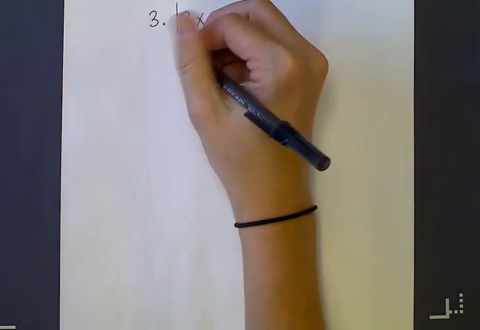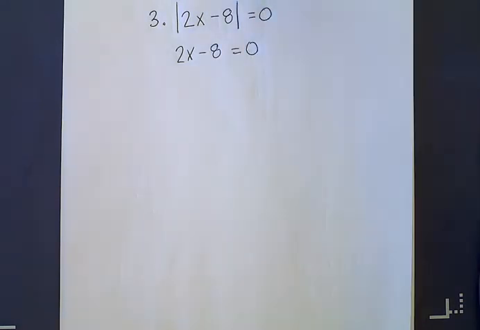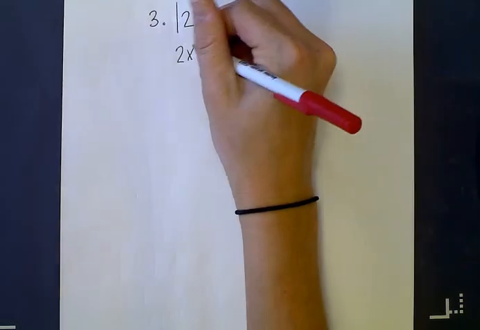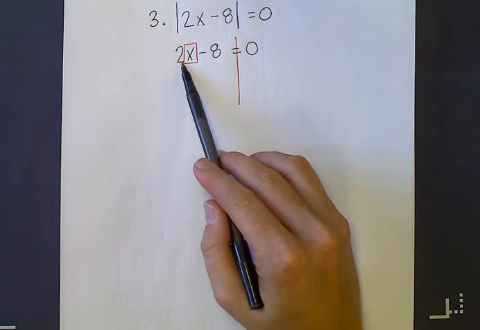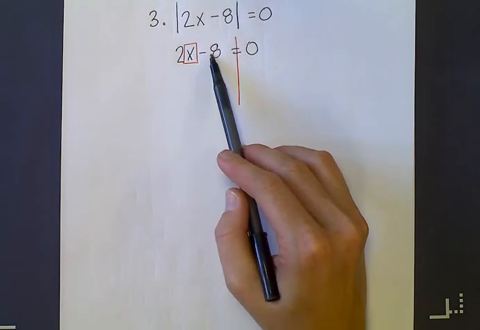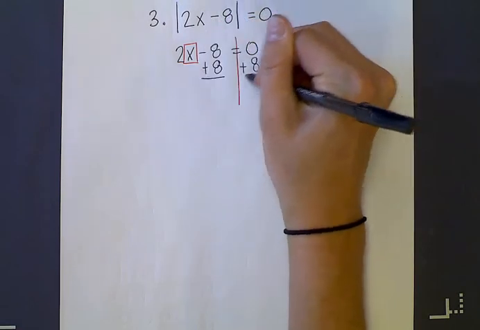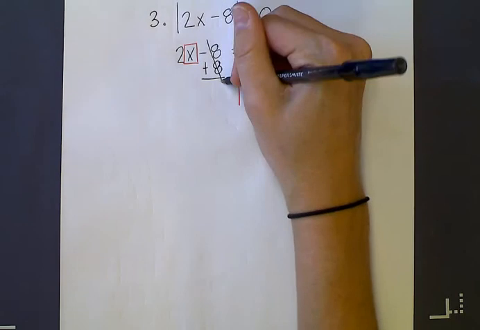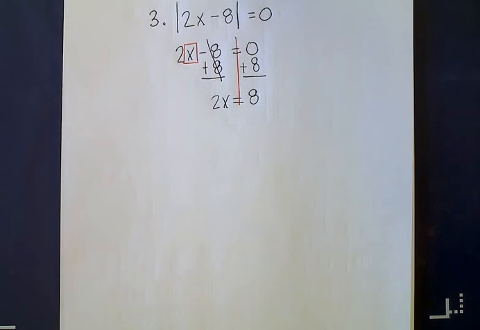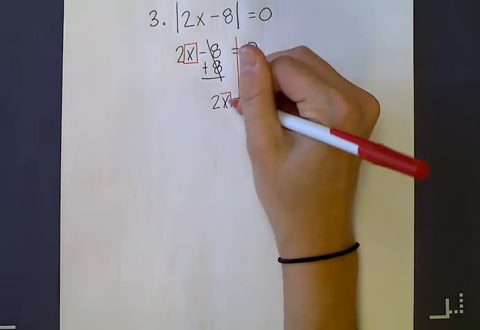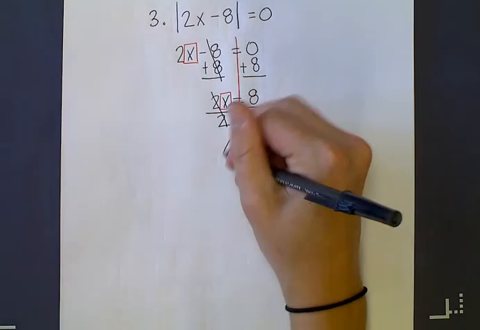So my equation is 2x minus 8 equals 0. We'll solve this equation by isolating our variable. To do this, I will need to undo multiplication and subtraction. Start off by undoing subtraction by adding 8 to both sides. My 8's will cancel out, and I'm left with 2x equals 8. My variable is still not by itself, so I divide both sides by 2 to get x equals 4.